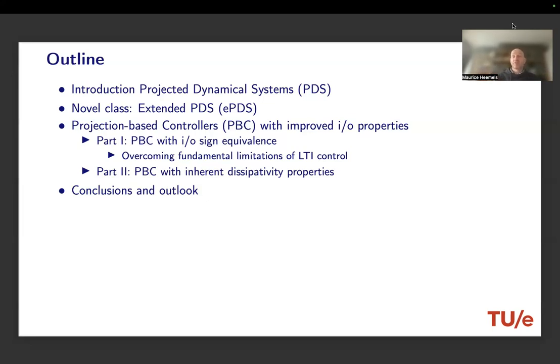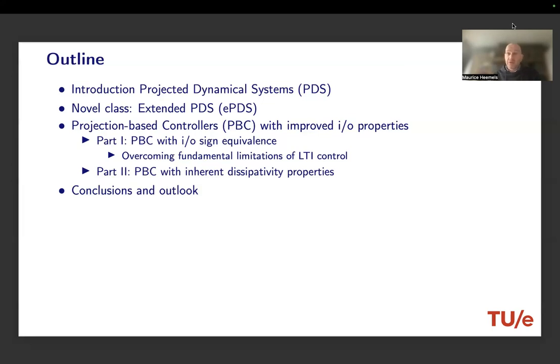Suppose this is a certain tracking error that we have on this side. We make sure this controller is always pushing in the right direction, which, as we will see, is a very important property. If you can induce that into your controller, you can overcome fundamental performance limitations that are known in the context of LTI control. So I propose a very simple extension to LTI control by introducing these projection operators, but at the same time giving a lot of extra performance, as we will see.